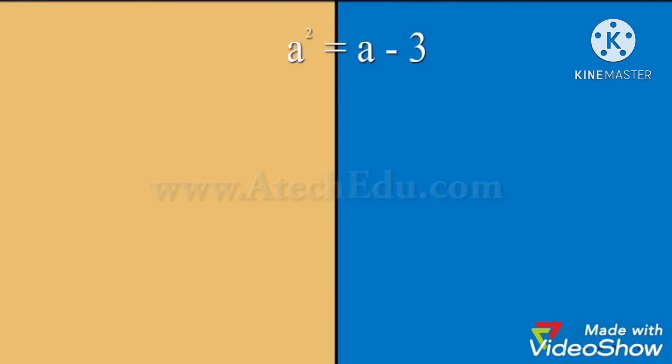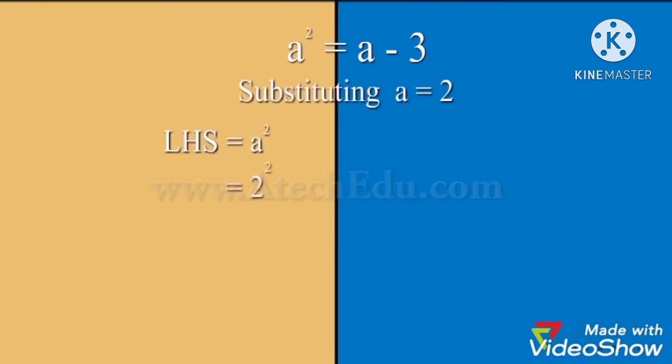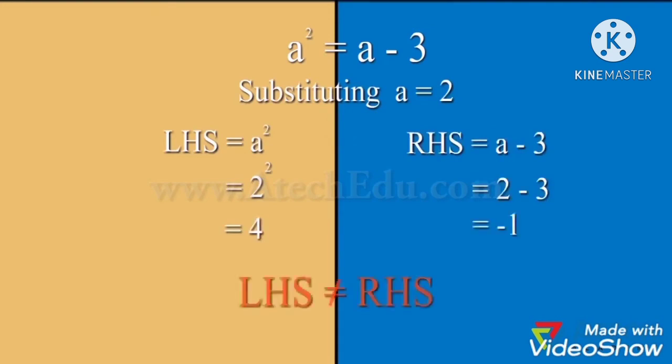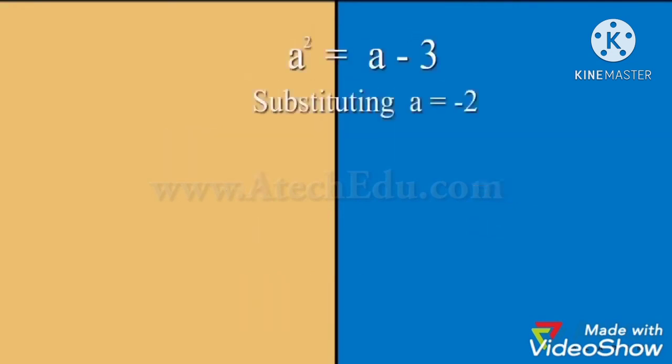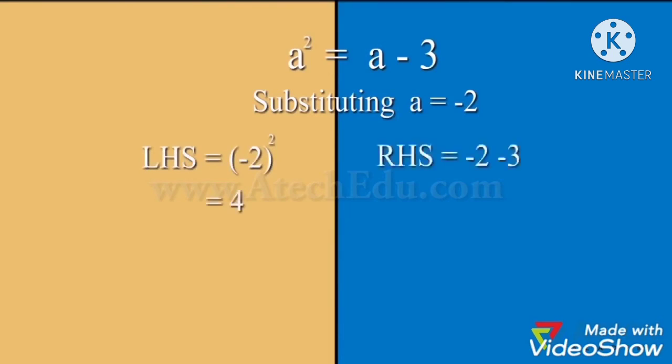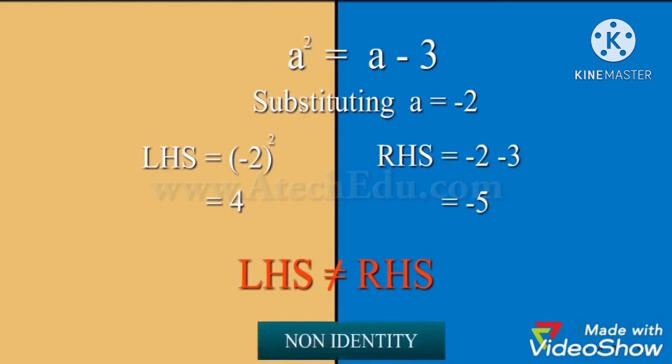Let us take another example and check if it is an identity. Substituting a equals 2, we find that LHS equals 4 and RHS equals -1. Hence, LHS is not equal to RHS. Substituting a equals -2, we find that LHS equals 4 and RHS equals -5. Hence, LHS is not equal to RHS. Hence, this equation is not an identity.